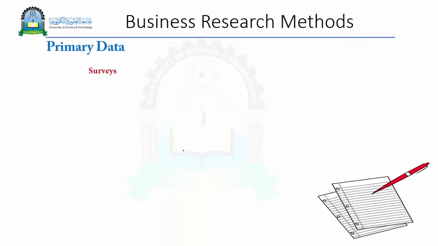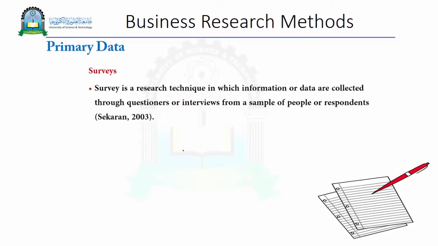The primary data. When we talk about primary data, that means we are talking about surveys. We are talking about means of collecting data. So the survey is a research technique in which information or data are collected through questionnaires and interviews from a sample of people or respondents. This is according to Karen.